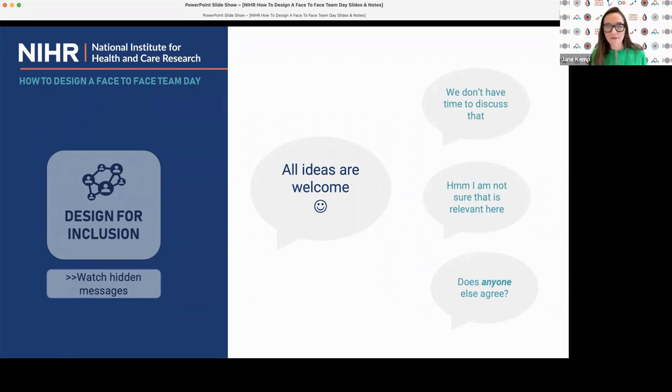So we're aiming to design for inclusion. So just notice what are any of those hidden messages that might be communicated unconsciously, might be with the best intention. I'm trying to keep it on track, but instantly I've shut down something. I've made it feel less safe to contribute. So there are a couple of things that we can do that might help us in making sure that we're building an inclusive session.